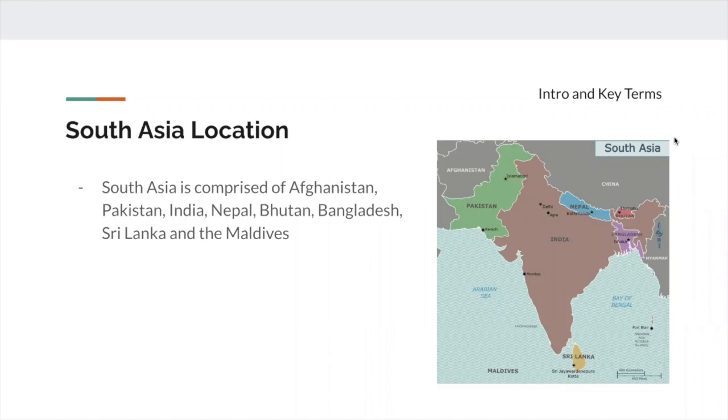South Asia is located on the southern part of the Eurasian continent and has the Arabian Sea to the west, the Bay of Bengal to the east, and the Indian Ocean to the south. The states in South Asia are comprised of Afghanistan, Pakistan, India, Nepal, Bhutan, Bangladesh, Sri Lanka, and the Maldives.